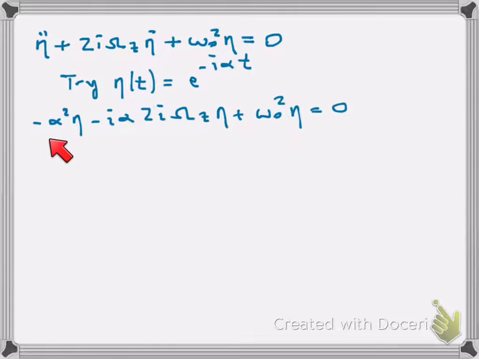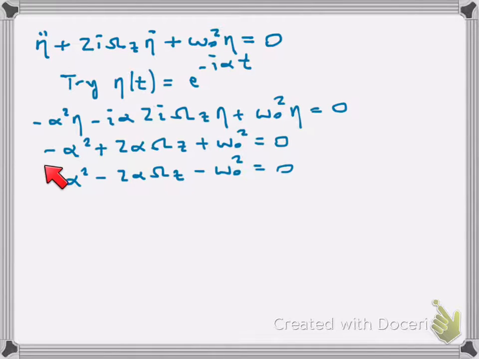And so now what I can do is divide out the solution eta, and I'm left with this characteristic equation: minus alpha squared. I have an i here and a minus i here, and minus i times i is plus 1. So I have plus 2 alpha omega z, and then I have plus omega naught squared, and all of that is equal to 0. And I think we're beginning to see from this quadratic equation that I will get two solutions for alpha. And the way I'm going to get these solutions is to complete the square on the left-hand side.